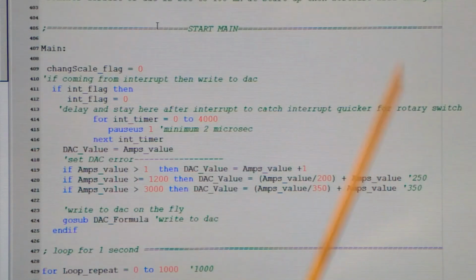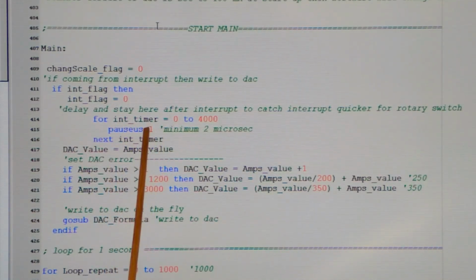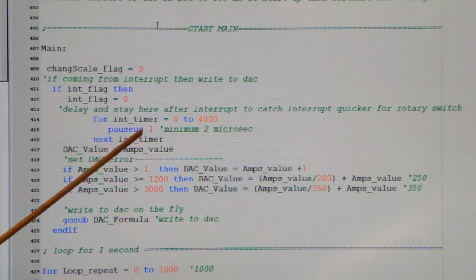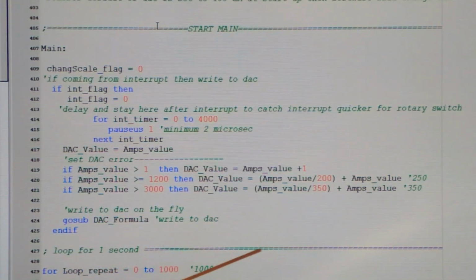The interrupts are turned off. So if I happen to turn the rotary switch, I'm delaying here for 1 microsecond, and if it needs to go to another interrupt because I'm still turning the switch, the code has not gone to the I2C writing. So this program loop, I came up with it with my own experiments and practice.